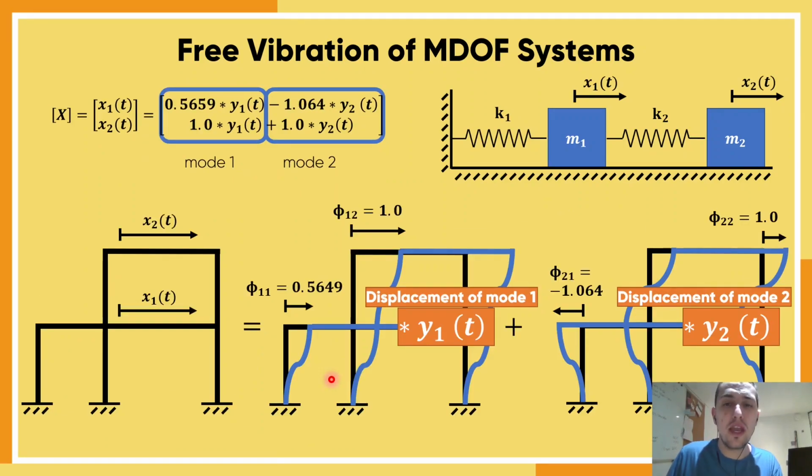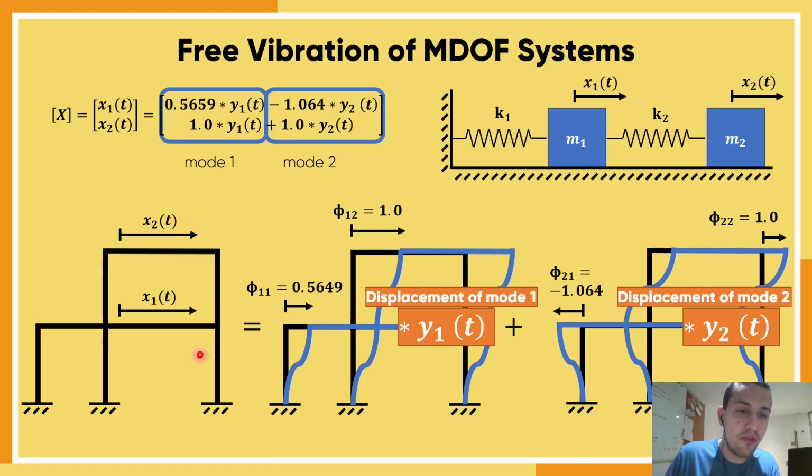So simply looking at this picture, we can understand that if we know where mode 1 is, let's say we calculate that at a particular time mode 1 is at 10, and we calculate that mode 2 is at 5. If we want to know where the second mass is, so where the second floor is, it's going to be 10 times 1 plus 5 times 1. So we know that this mass is at position 15.